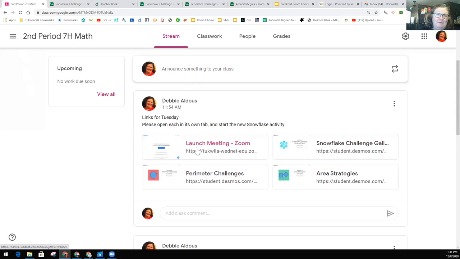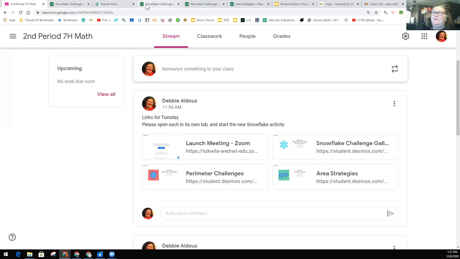I'm going to start off with the screen, which has these four links that we used today. You don't need, of course, Zoom, but we started off with the Snowflake Challenge. Then we went to perimeter challenges, which is what we were working on yesterday. We finished with area strategies. We're going to spend a little bit of time on this perimeter challenge so you can hopefully get unstuck where a lot of classmates had been stuck on Monday when we finished.